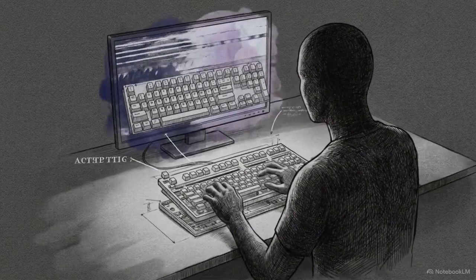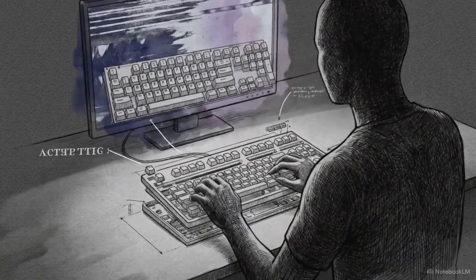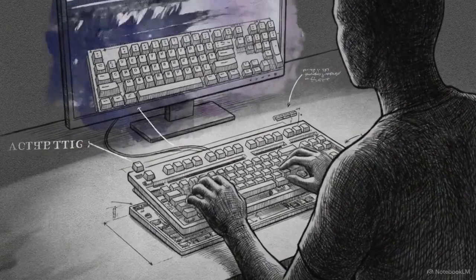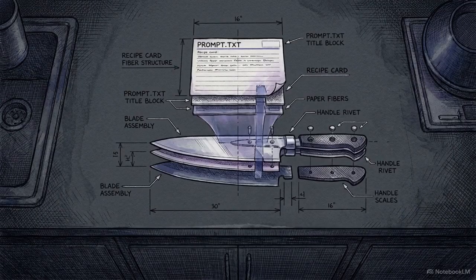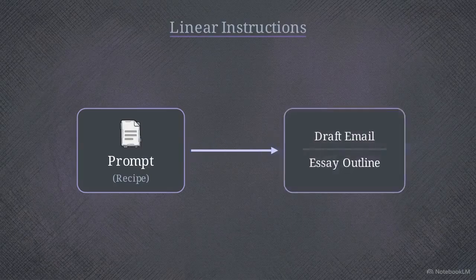A controlled demo is safe, but when AI projects hit production, they often fall apart because we treat autonomous agents like standard chat models. Writing a prompt is like handing someone a recipe. It is a set of linear instructions. For generating an email or outlining an essay, following a recipe works.